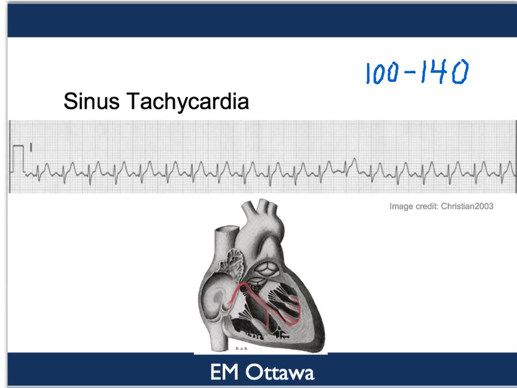Since the impulse really comes from a fast-acting sinus node, it will be narrow, it should be regular, and you should also see P waves.